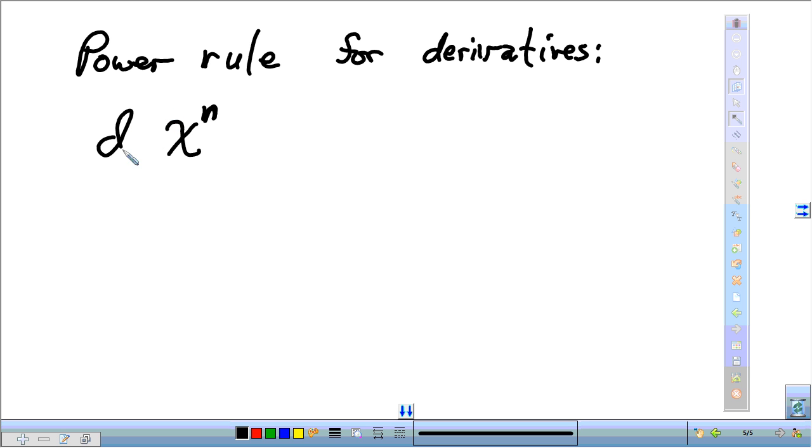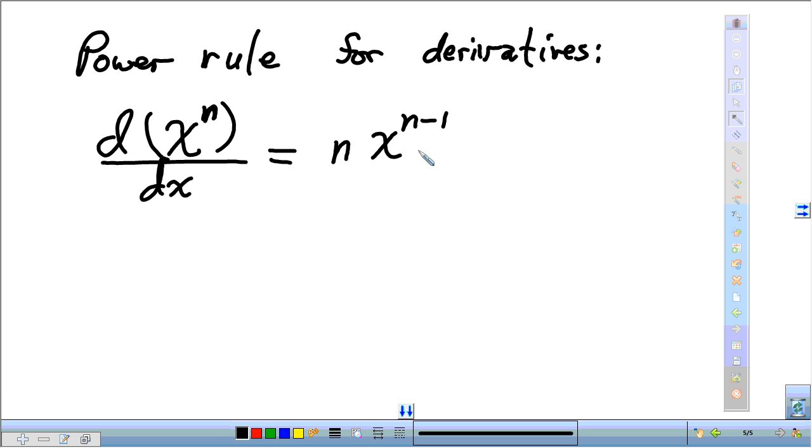And so if we take that and look at the derivative in this notation, d x^n over dx, there's a rule that it's the exponent n times a power where the exponent has been reduced by 1. So this works for any exponent n.